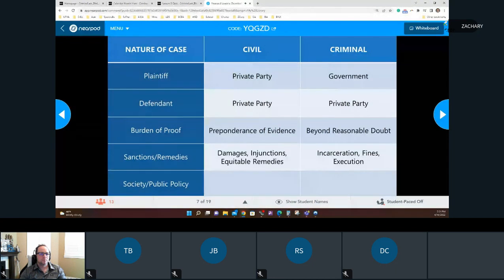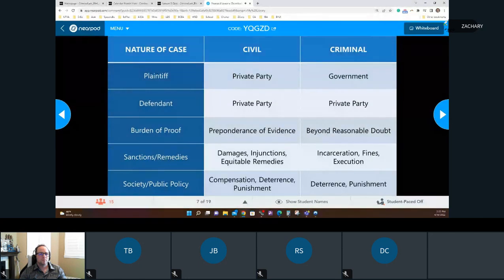In civil cases, the sanctions or remedies typically consist of either damages, injunctions, equitable remedies such as specific performance, or even a combination thereof. In criminal law, some of the main sanctions include incarceration or prison, fines and penalties, or even execution.